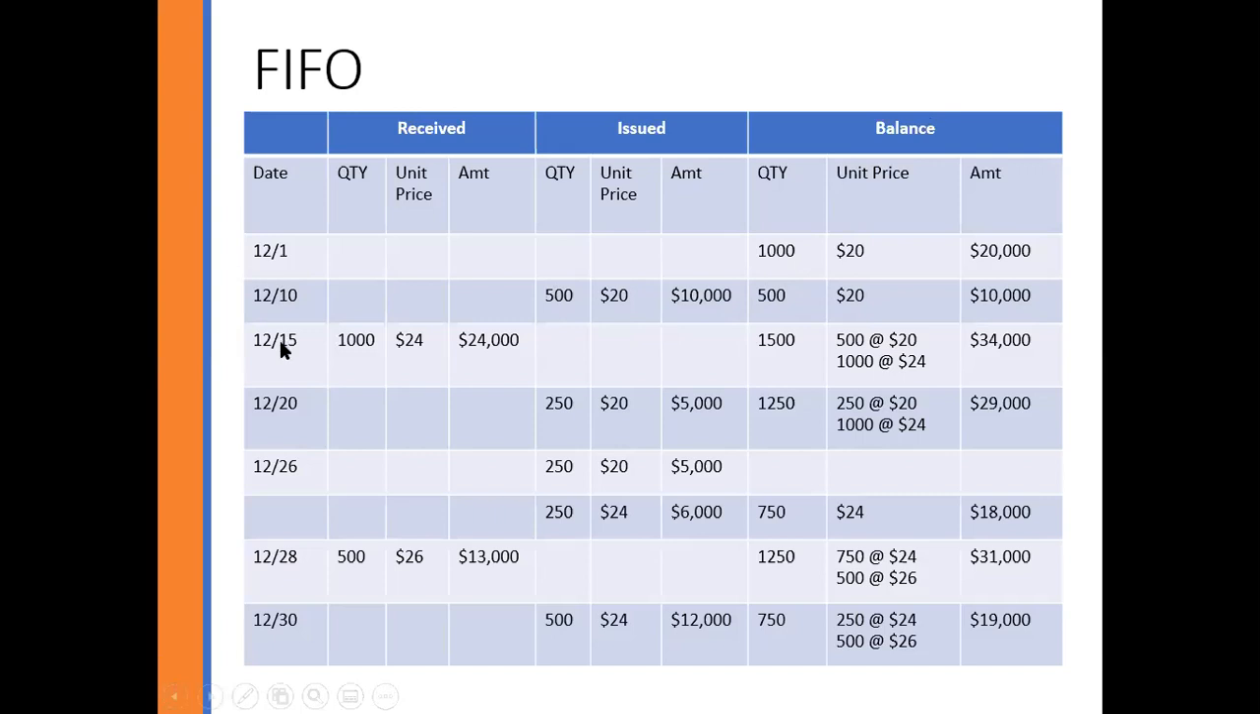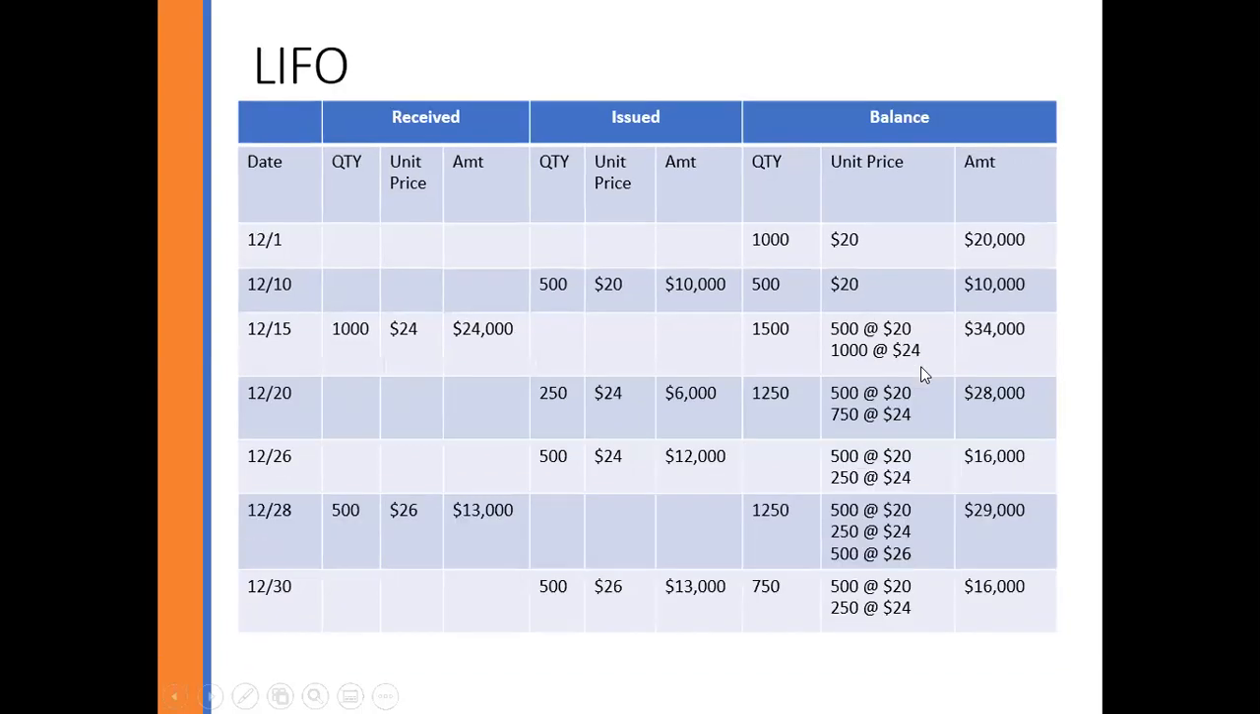All right, now December 15th, we purchased 1,000 units at $24 per unit. So that purchase was a $24,000 purchase. Now the balance of our account is 1,500 units. 500 of them cost $20 each, and 1,000 of them cost 24 each. If we do the math on that, that's 34,000 total in our material account.